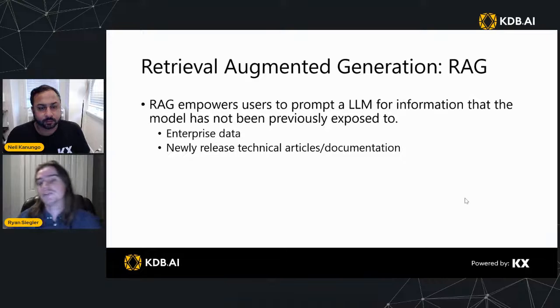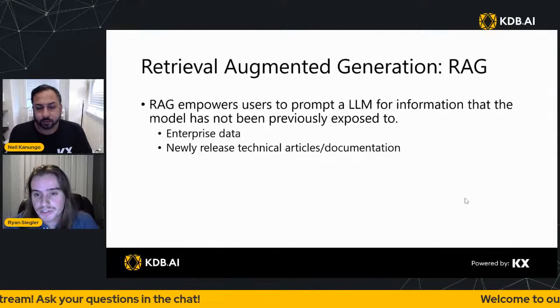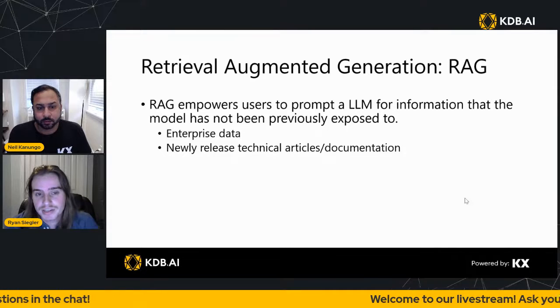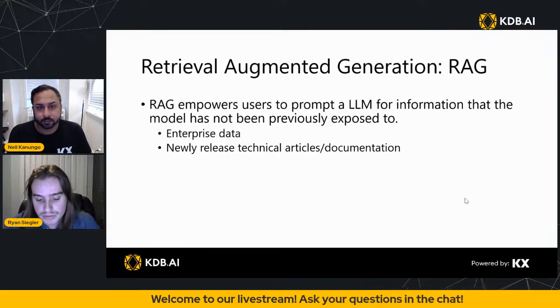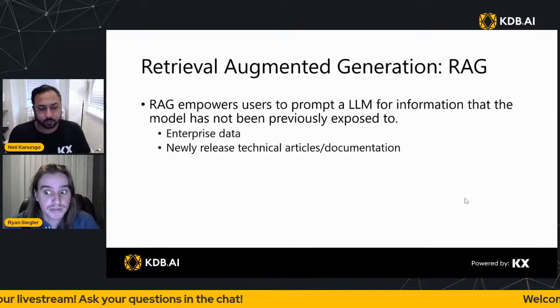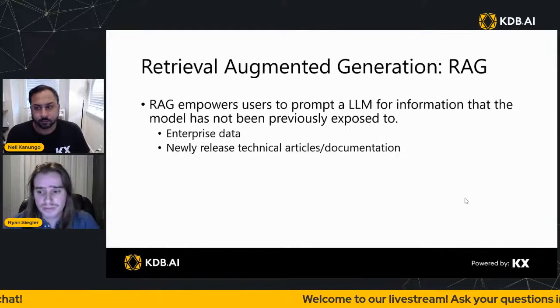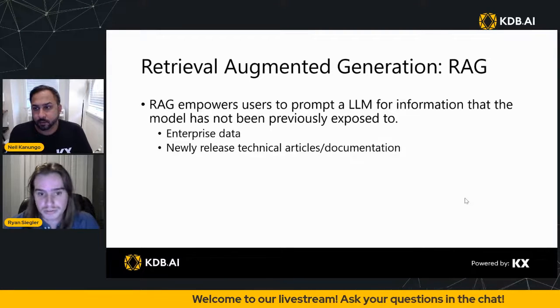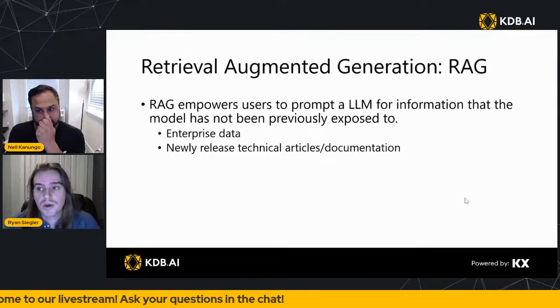So retrieval augmented generation, what is it and what does it do? It empowers us to use large language models to answer questions about data that they weren't previously exposed to. If we use ChatGPT, for example, it's not going to be able to answer questions on our own enterprise data or our private documentation, or even recently released news articles or technical articles, because it hasn't been trained on these things.